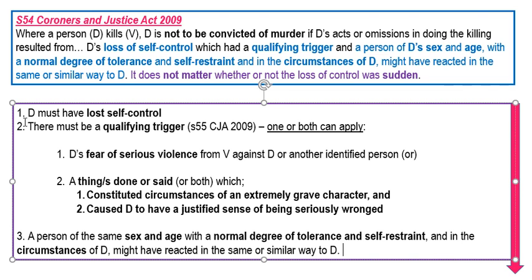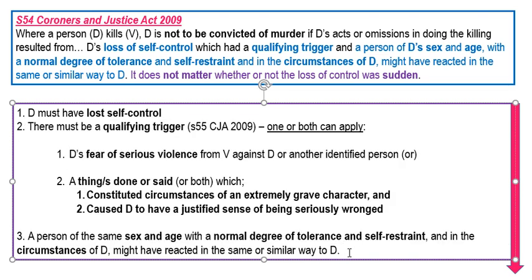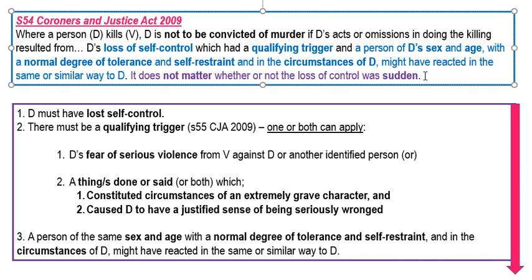Okay. All of these AO1 points we're going to discuss in detail in later lessons. So if you are sitting there a little bit confused, please don't worry. We will come on to them. The first thing that we need to look at is, has the defendant lost self-control? Now, this little bit of guidance on the bottom of the statute, which I've highlighted in purple, gives us a little bit of guidance here and says that the loss of control doesn't have to be sudden any longer.